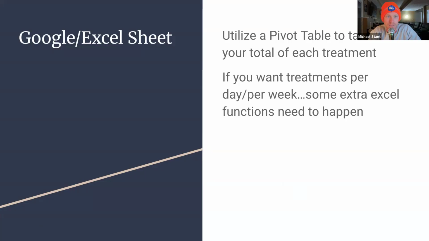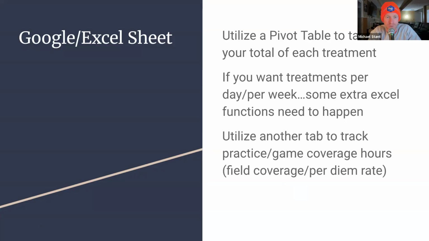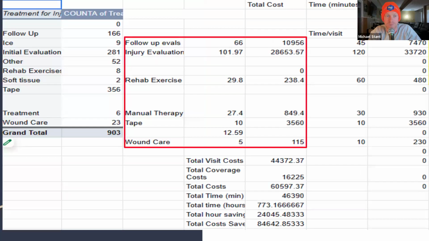If you want treatments per day per week, I'll show you some extra Excel functions, and I'll just use another tab to track your practice game coverage so that you can figure out what your field coverage or per diem rate coverage would have been. So this is what my Excel sheet looks like, very raw. Looks just like a bunch of jumbled numbers. But the red box shows the numbers I'm using for costs for each thing. For tape, I put 10, wound care, I put 5, because generally those aren't things you can get reimbursed for, but it is time and resources being used.